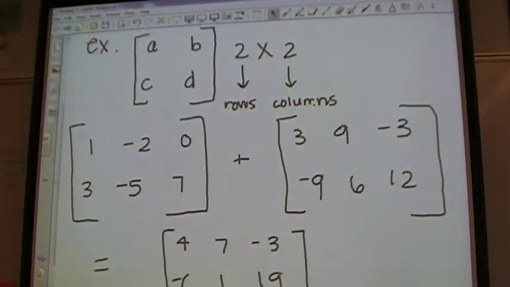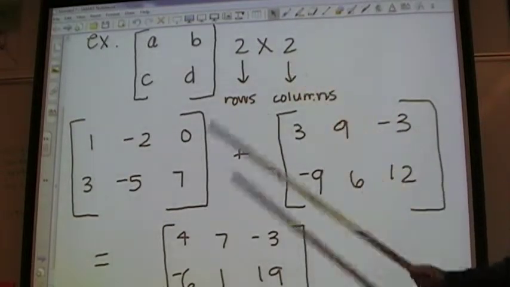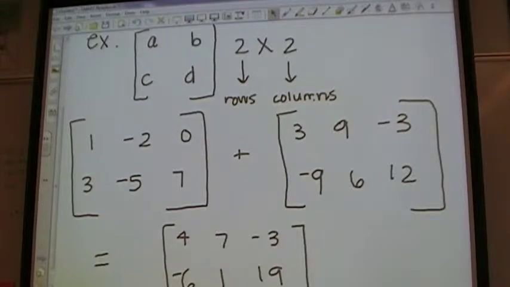What do you mean 2 times 2 into the rows and columns? That's a 2 by 2. It's not 2 times 2. Okay. 2 rows by 2 columns. It's a big X, representing dimensions. Okay?